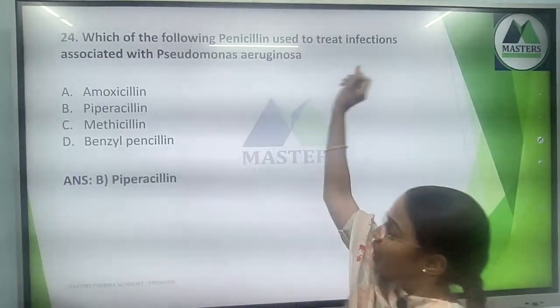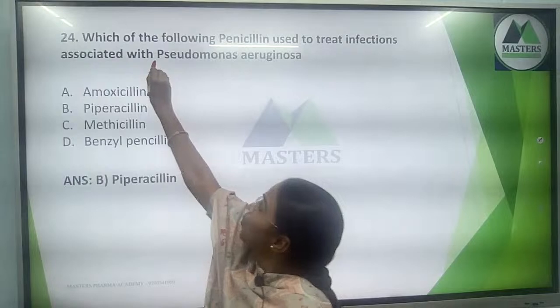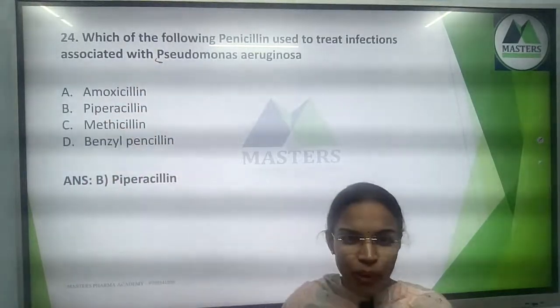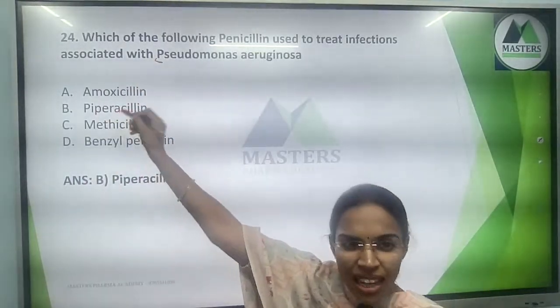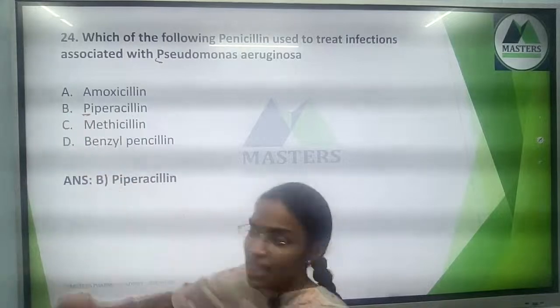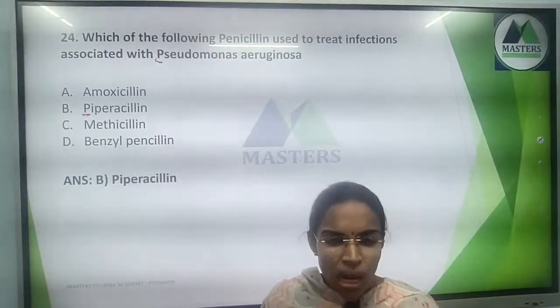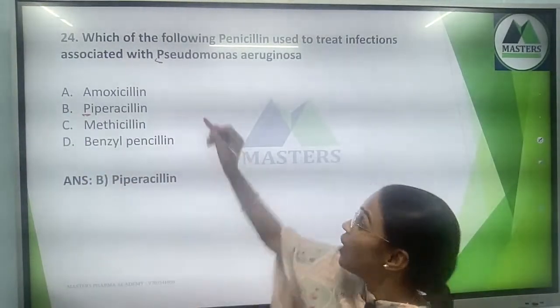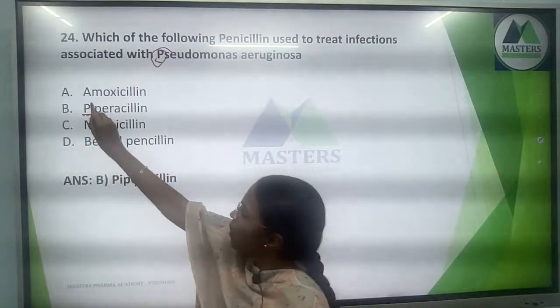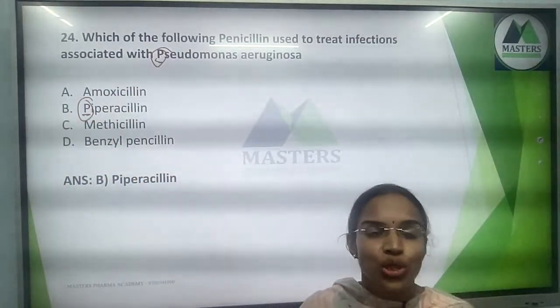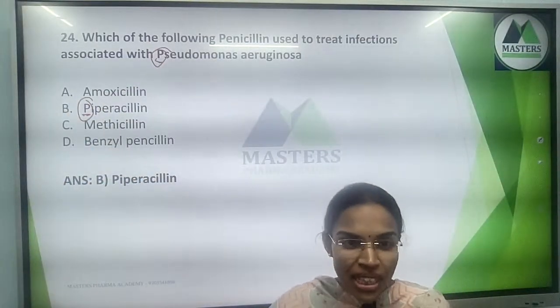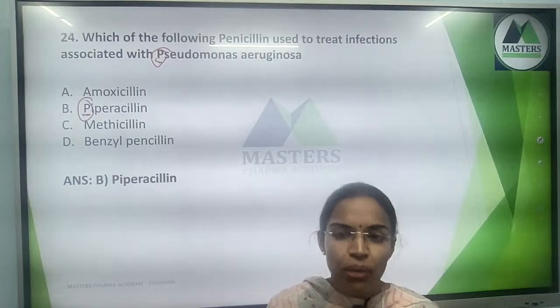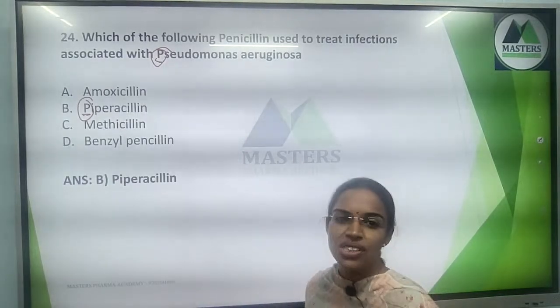Remember, even this you need to remember. Pseudomonas aeruginosa starts with P and piperacillin starts with P. Pseudomonas aeruginosa infections are treated using piperacillin. Very good.